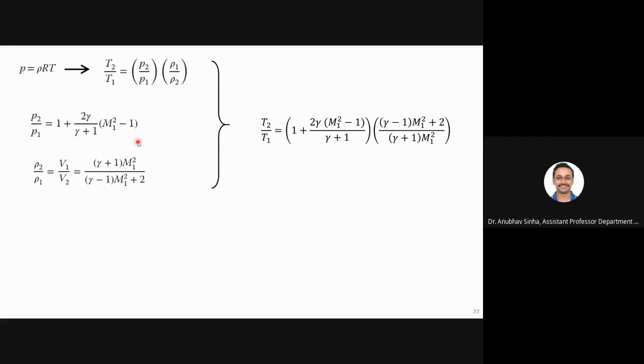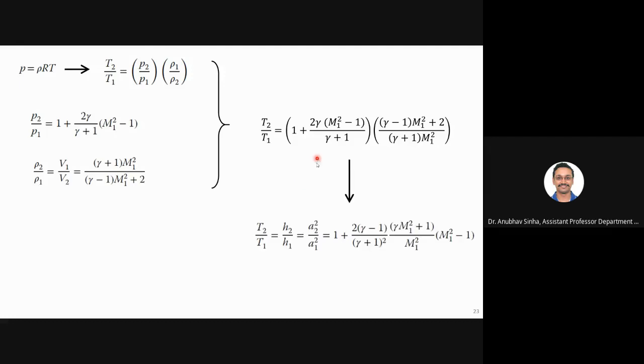Just make one important observation here, that this is rho 1 by rho 2 and this term is for rho 2 by rho 1. So we have to do a reverse. We have to take the inverse of this and we have to multiply. P2 by P1 will be the same, multiplied by the inverse of this. Okay. So this is what will give you this. So this is your first term P2 by P1, which you see here. Now this is the inverse. So gamma minus 1 M1 square plus 2 will go here in the numerator and this will be the denominator. So we are just multiplying these two terms and we get temperature ratio.